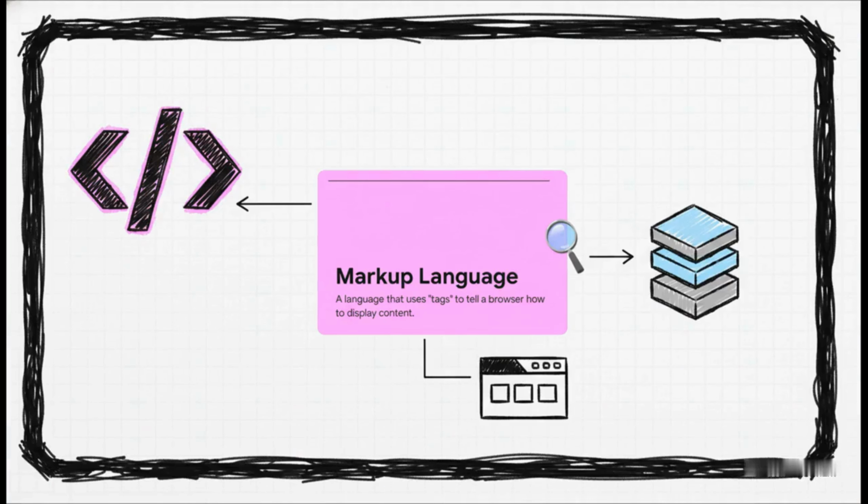Okay, so what about the second half, markup language? This is a really important idea. See, HTML isn't a programming language. It doesn't do math or make complex decisions. It's a markup language. All it does is use these little labels, called tags, to mark up the content.